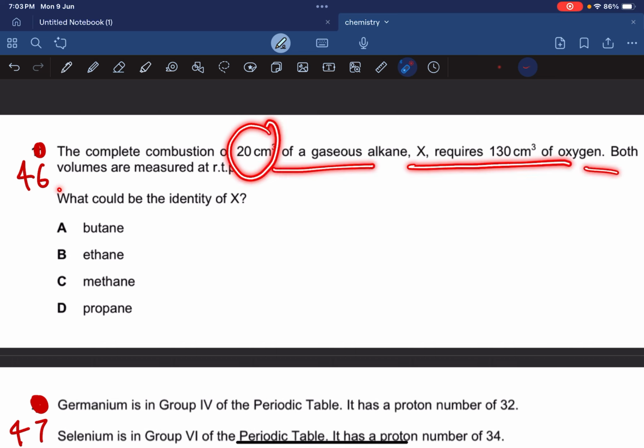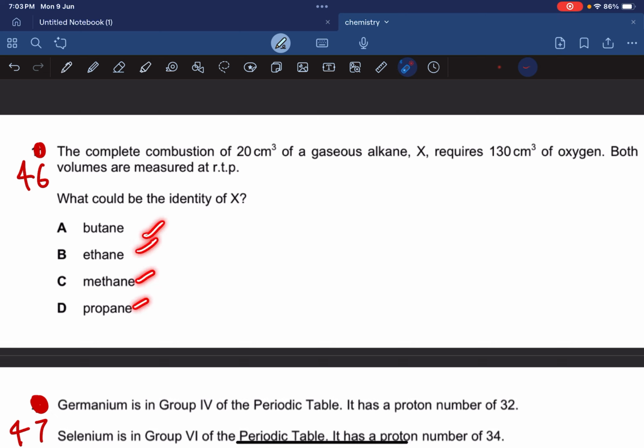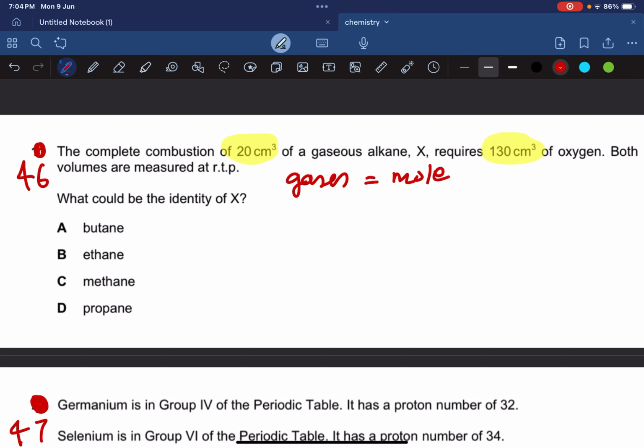Both volumes are measured at RTP. What could be the identity of X? Oh, that's such an interesting question. Butane, ethane, methane, propane, what can it be? I'm going to help you by telling you one thing. Always remember that the volume ratio of gases is equal to their mole ratio.